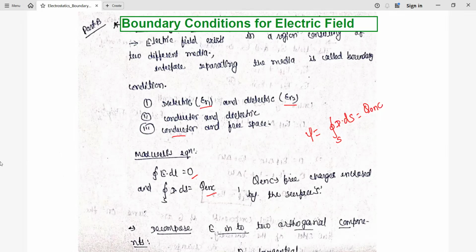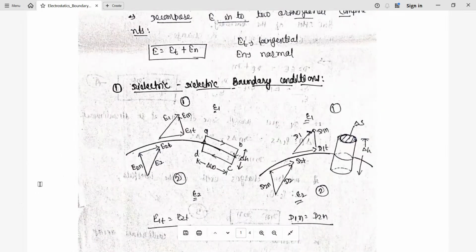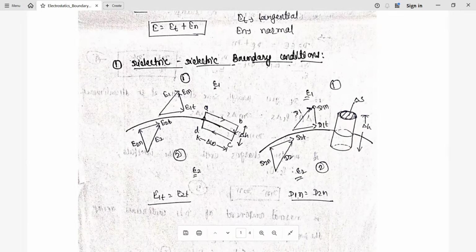So this concept we are going to utilize here to understand the boundary condition or interface. Here we are going to take the tangential as well as normal components of the electric field as well as the flux density. E suffix t represents the tangential component, and E suffix n represents the normal component. First of all, we are considering the condition between dielectric and dielectric.